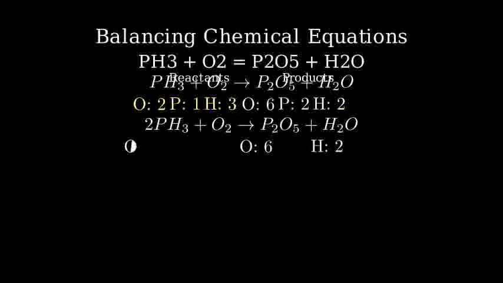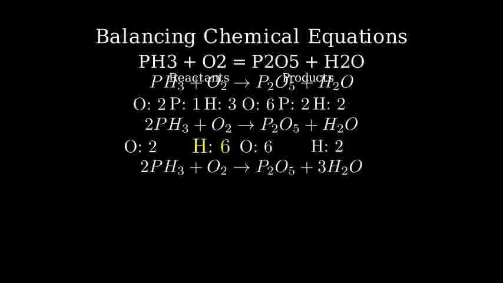The next step is to balance the hydrogen. To do this, we must add a coefficient of 3 in front of H2O on the product side. Let's multiply the oxygen on the reactant side by 2 to create a balanced equation.